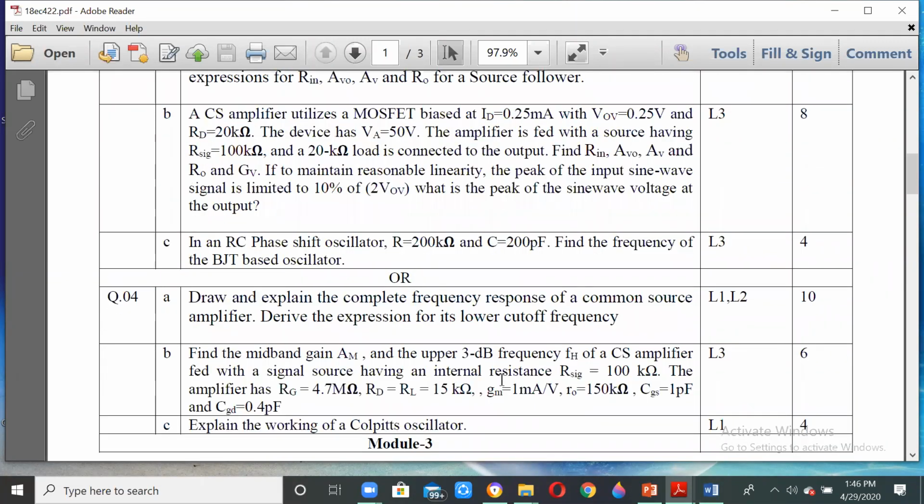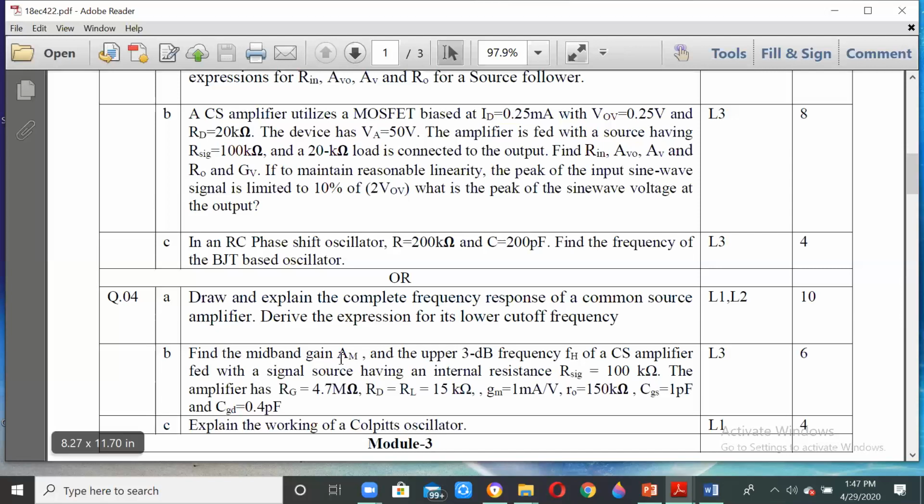Okay, so having found that, we come to the fourth question, which is: draw and explain the complete frequency response of a common source amplifier, and derive the expression for the lower cutoff frequency. I think this is the same question as in 4A of 18EC 421, which we already discussed. It is there in page 689, 9.1.1. Page 689, 9.1.1.